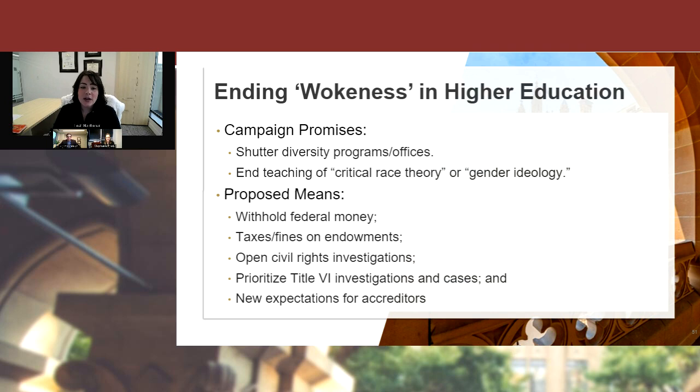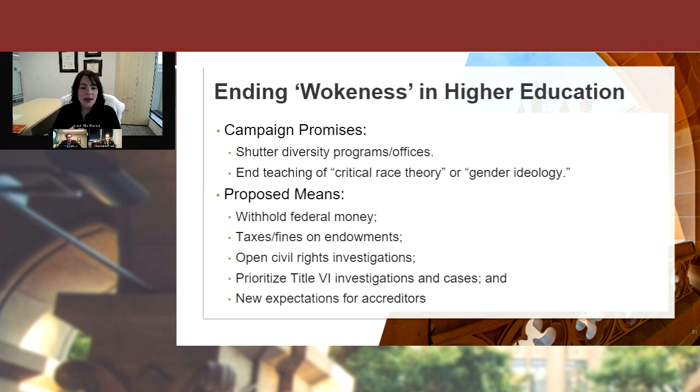And they have proposed a number of ways that they would enforce these promises and these goals, which would be withholding federal dollars, like we discussed earlier, which is an option that's been on the table, taxes or fines on endowments, opening those civil rights investigations, and prioritizing those investigations and cases.